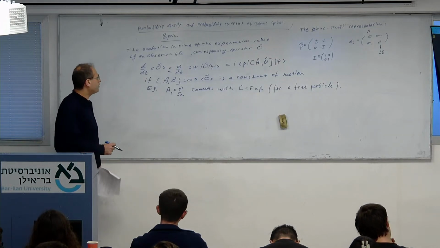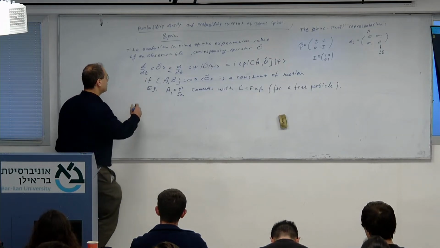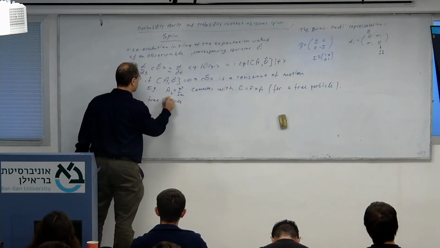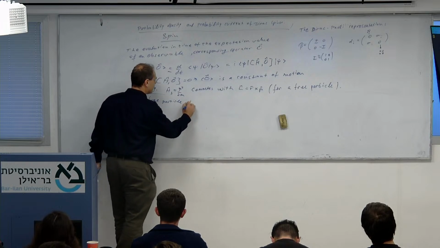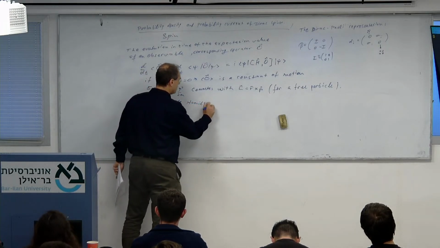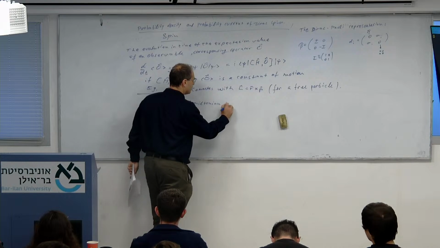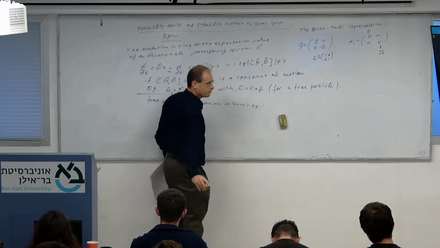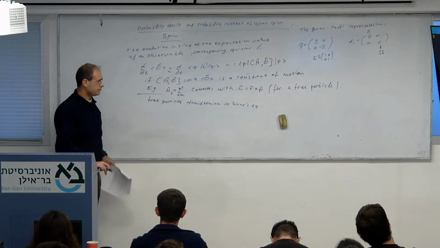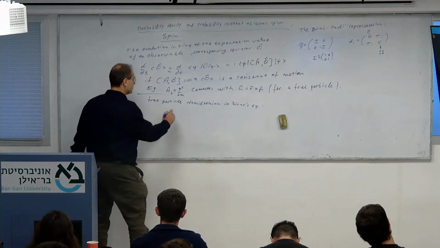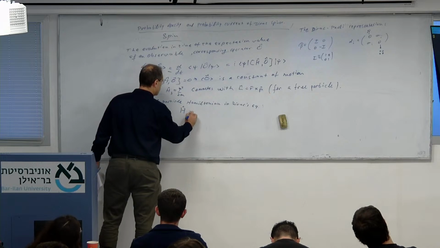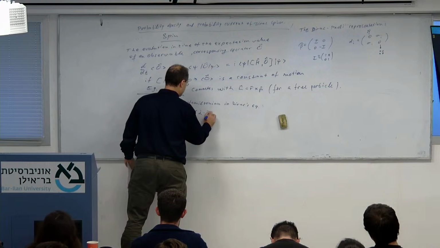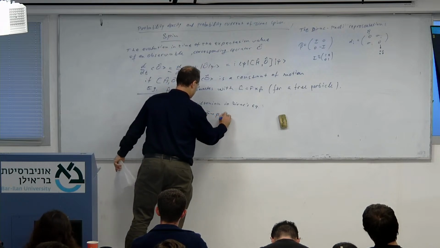Now, what is the free particle Hamiltonian in the Dirac equation? I just wrote it, right? The Hamiltonian of Dirac is alpha dot p plus beta m.